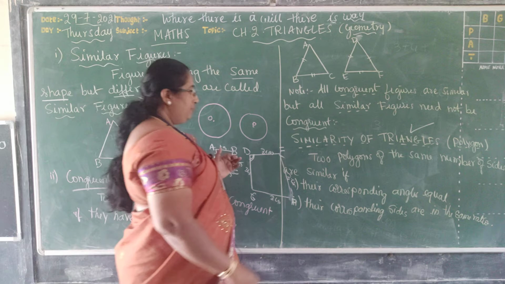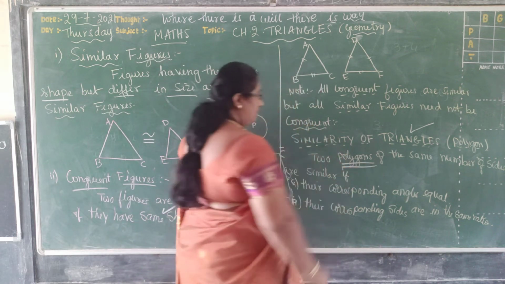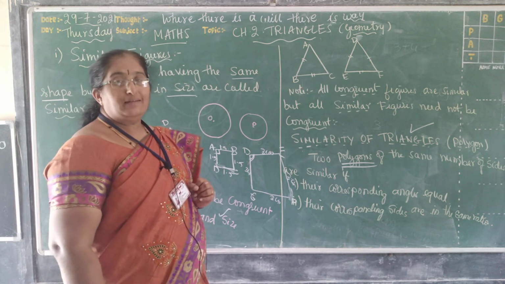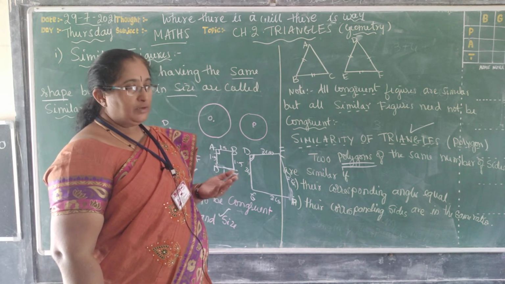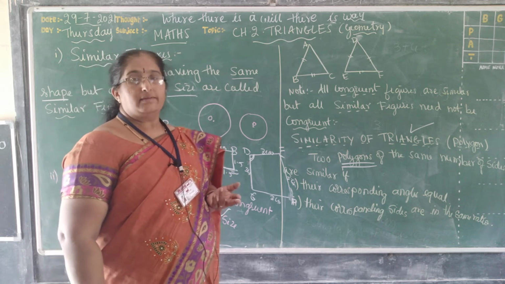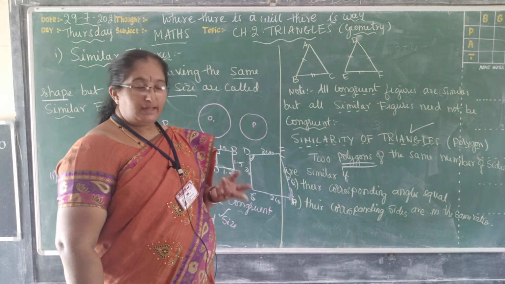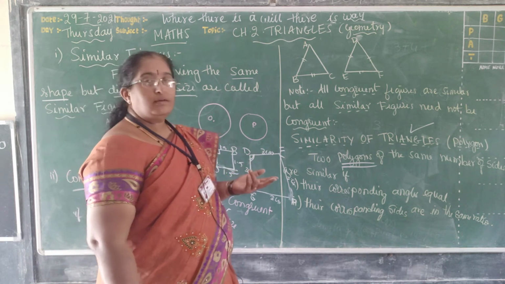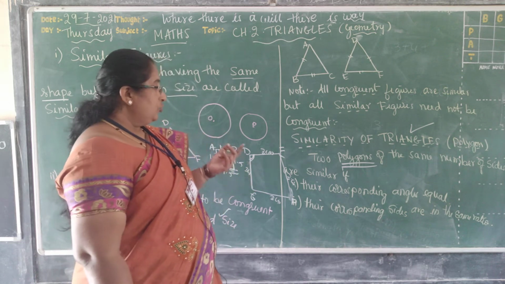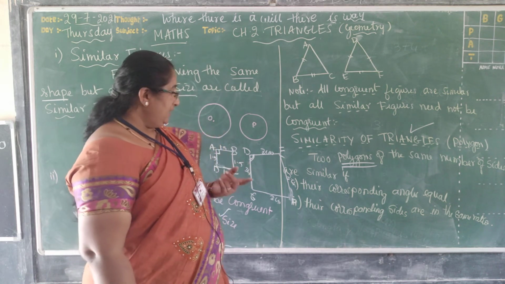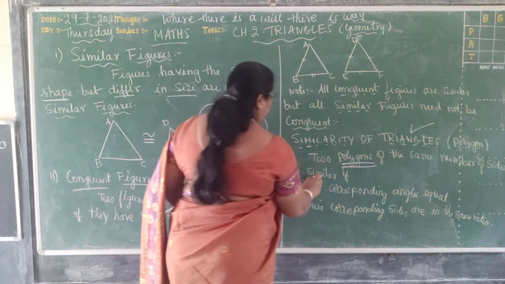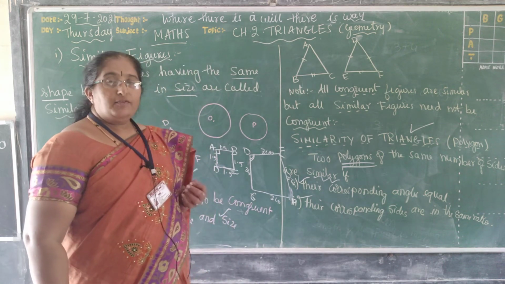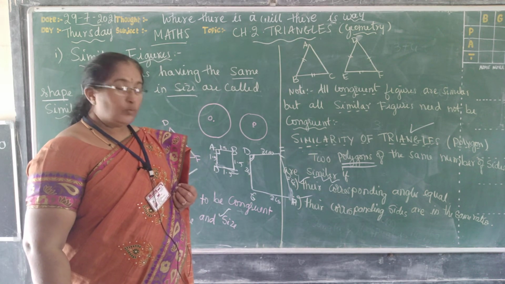For the definition of two polygons to be called similar, we take two polygons of the same number of sides. For example, if you are taking two triangles, both of course have 3 sides. Or if you are taking two squares, both have 4 sides. Two polygons of the same number of sides are similar if two conditions are satisfied. First, their corresponding angles are equal.